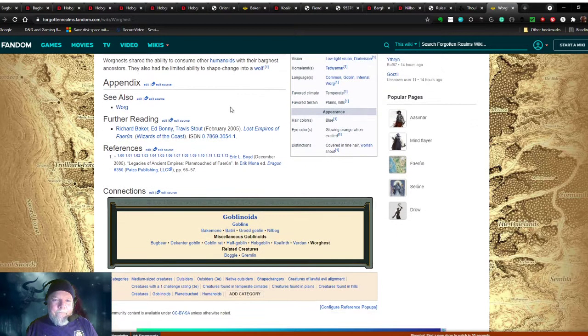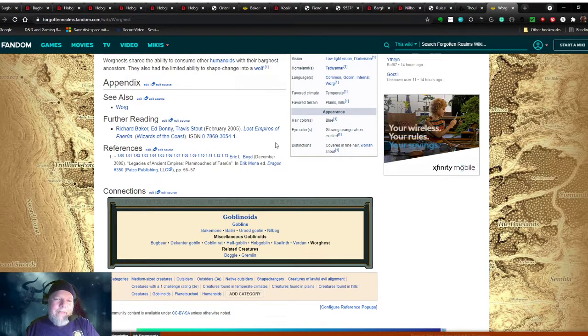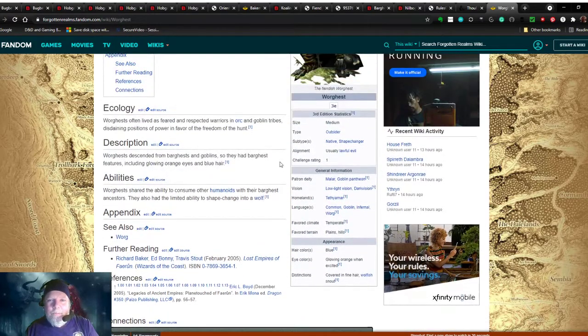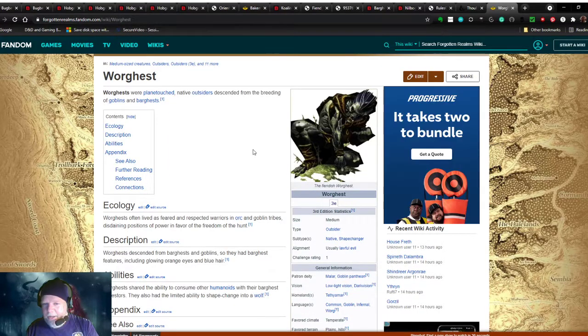And there is an official source book out there. I don't have it in my collection. It's called The Lost Empires of Faerun from 2005, and that is apparently where this monster appears. That was a 3rd edition source book.